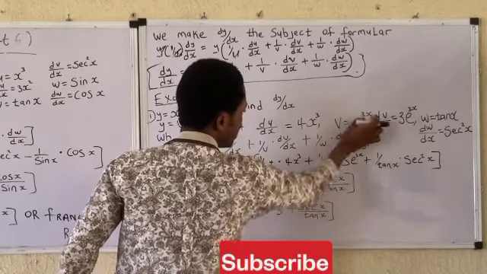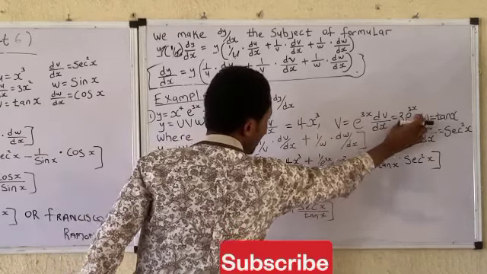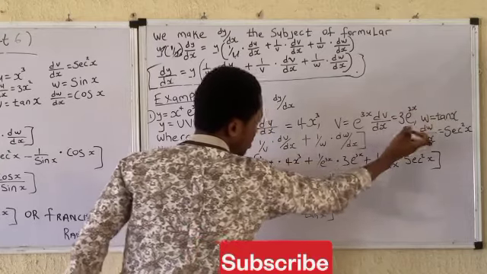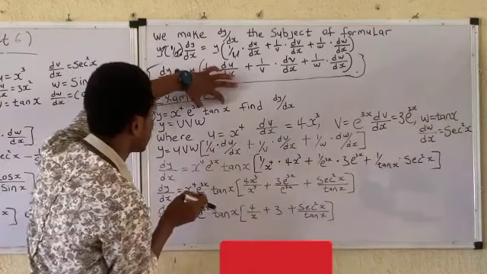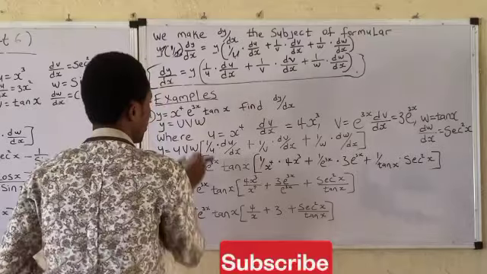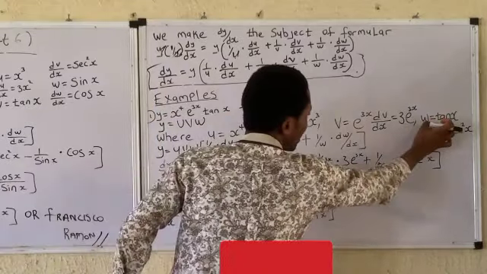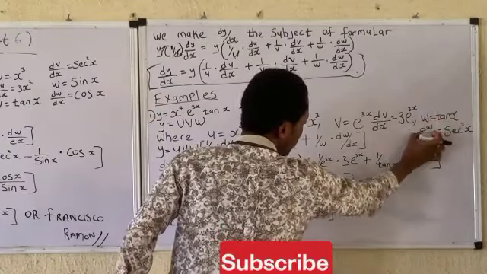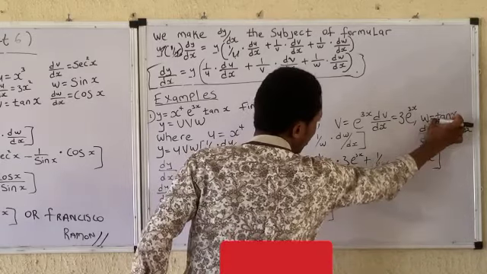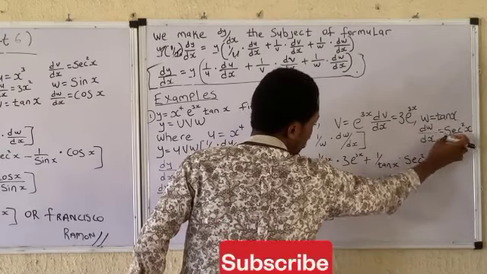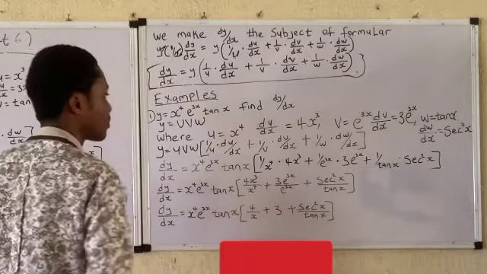Now, we take the next function as our v, which is exponential to the power of 3x. V equals exponential to the power of 3x. Now, dv dx equals 3 exponential to the power of 3x. Now our last function, which is tan x, is our w. W equals tan x. Now dw dx, with respect to x, equals sec square x.